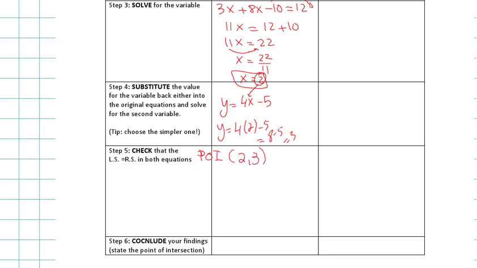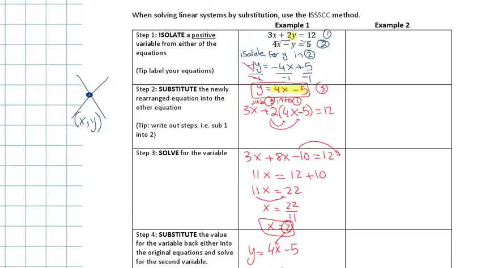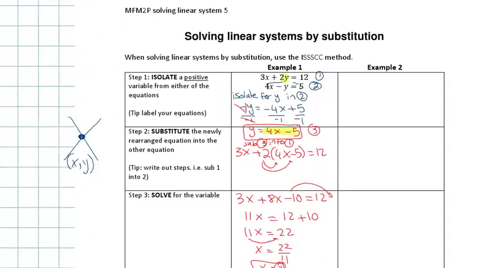Okay? Now, if I want to check my solution, what do I have to do? I know my POI. To check, what do I do? Put the exact value in one equation. In actually both. So I have to put the 2, 3 in both of the original equations. I have to prove that the left side is equal to the right side for all of them. Great. Remember, we did that even with graphing.